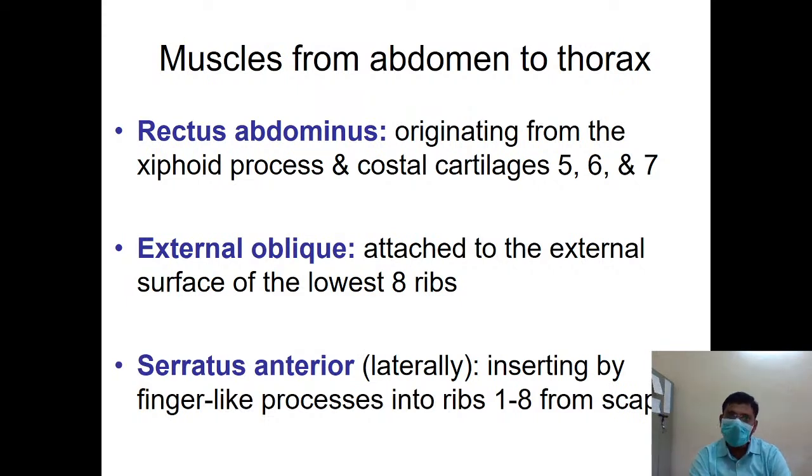Coming to the external oblique muscle, it is attached to the external surface of the lowest 8 ribs. And you can see the serratus anterior muscle laterally, inserting by finger-like processes into ribs 1 to 8, and also from the scapula.